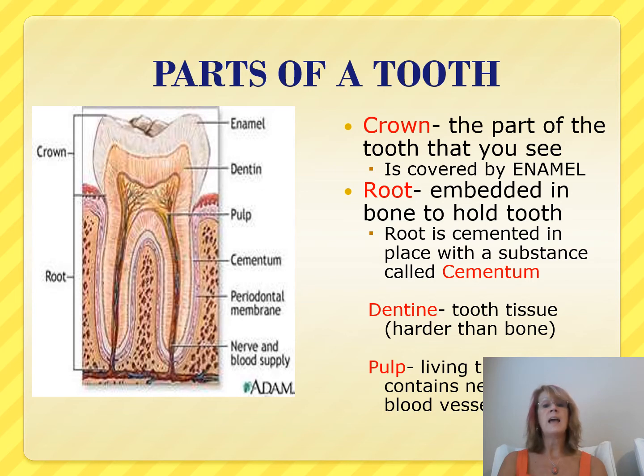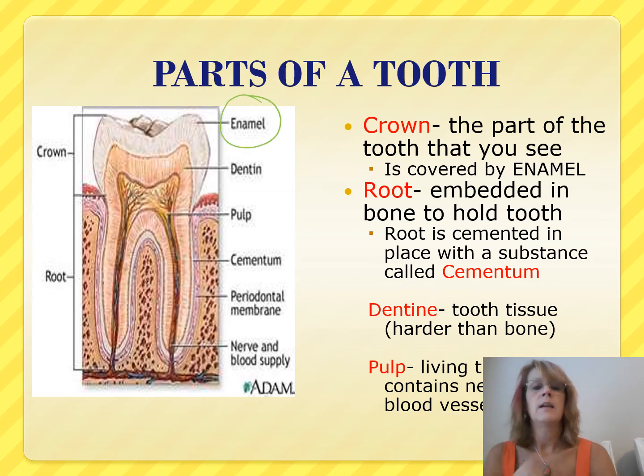So when we look at the outside of the tooth, we're looking at the crown and the root. We can also look at the layers of the teeth. Okay? Now, remember, every organ has a membrane that goes around it. Well, in the case of our teeth, that membrane would be our enamel. Enamel is the coating on the outside of our teeth.